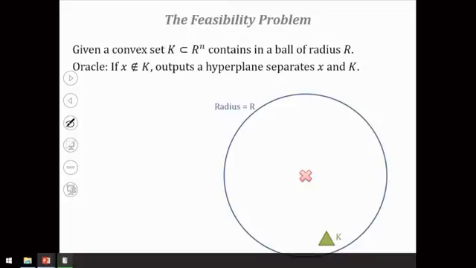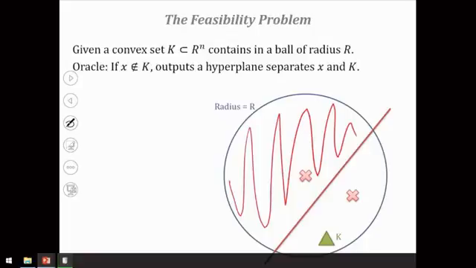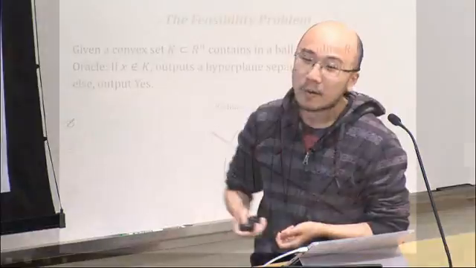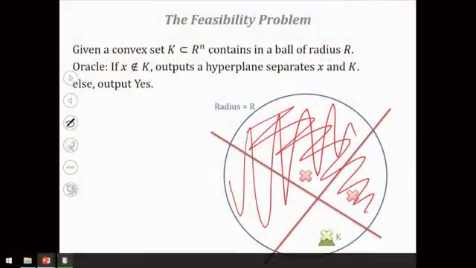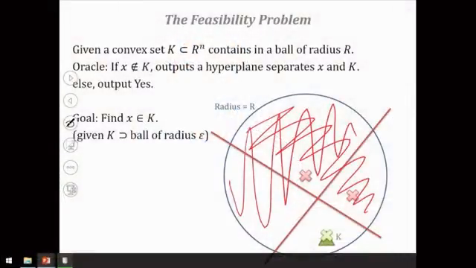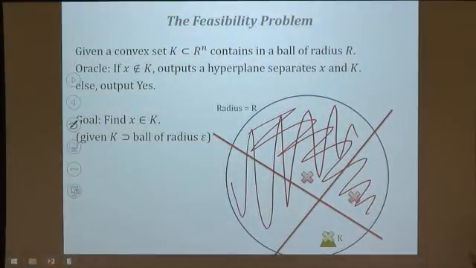If it is not in K, then the oracle will give you a hyperplane that separates the set K and your point x. Otherwise, for example, if I query this point again, then it will separate again. And then you want to keep asking until the oracle tells you yes. Our goal is to find some point x in K. Certainly, if the set K is super small, then there is little hope of finding it. So we will assume the set K contains a ball with radius epsilon.